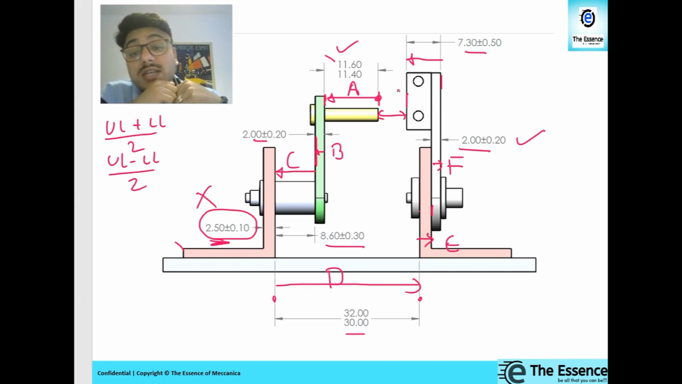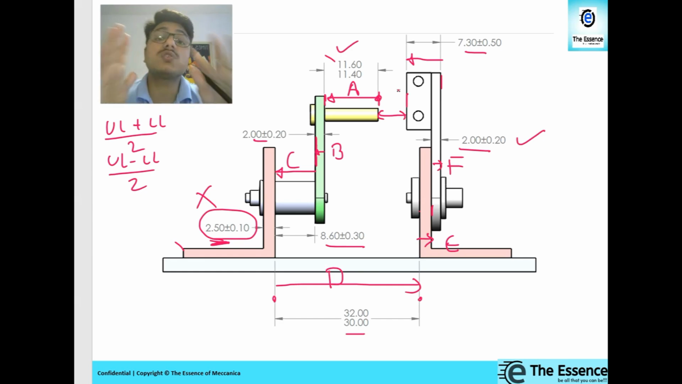One more confusion in the scenario of tolerance stack up analysis: which direction to take positive. There is no such fixed rule that left should be positive, right should be positive. We have already seen that the dimension that increases, if the gap is increasing, that's a positive impact. So that dimension should be positive. And the dimension that reduces the gap when it increases should always be negative, right?